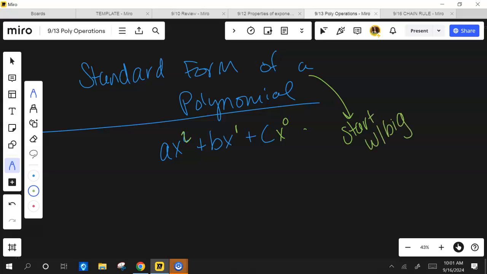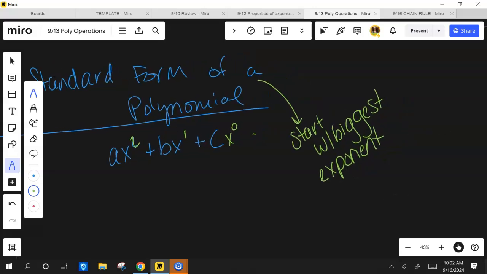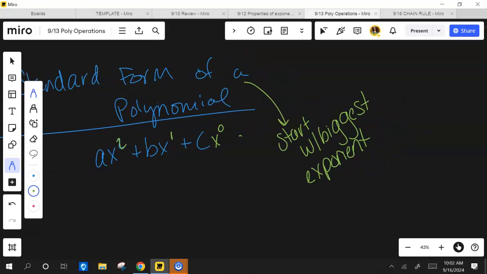with the biggest exponent. Does anyone know what the biggest exponent of a polynomial is called? That's the coefficient. Somebody in here knows this. Does anybody know it before I give you a hint? Starts with a D.